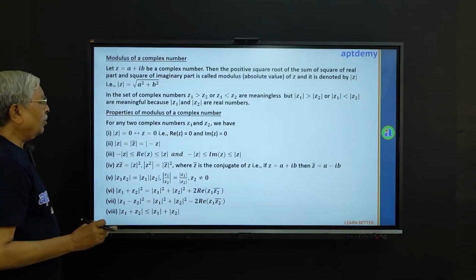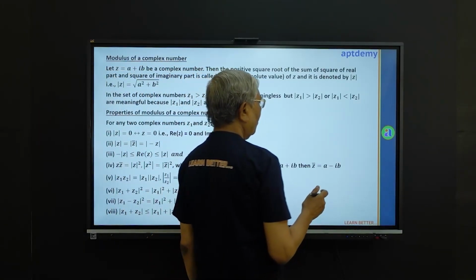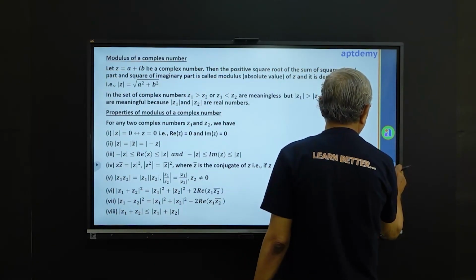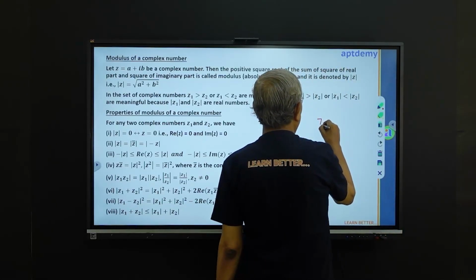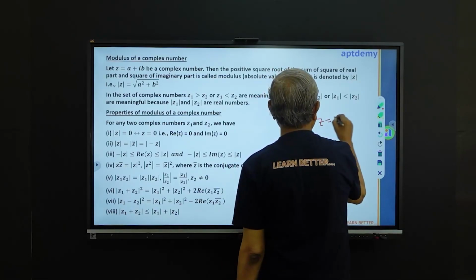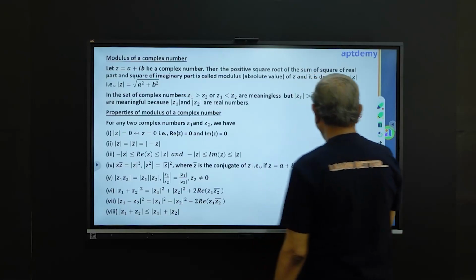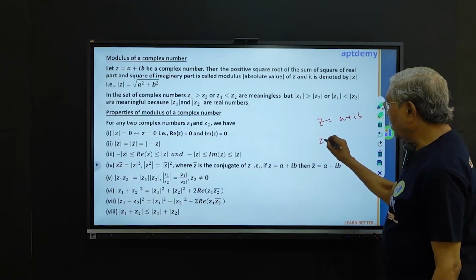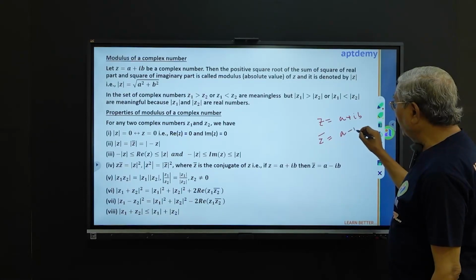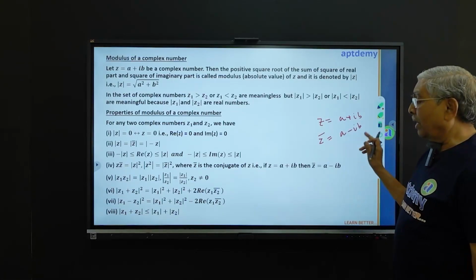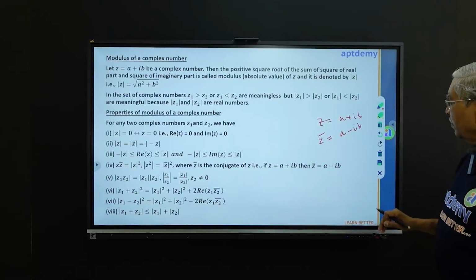Z into z bar means the conjugate of a complex number. Suppose we have a complex number z equal to a plus ib. What is the conjugate of a complex number? Z bar will be equal to a minus ib, the sign of the imaginary part will change. And these are the properties of the modulus.